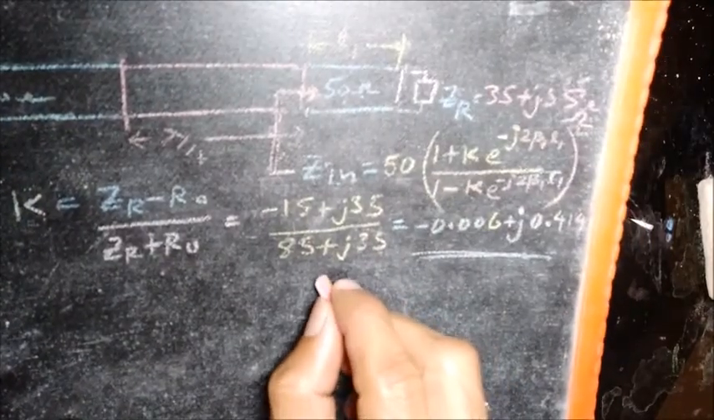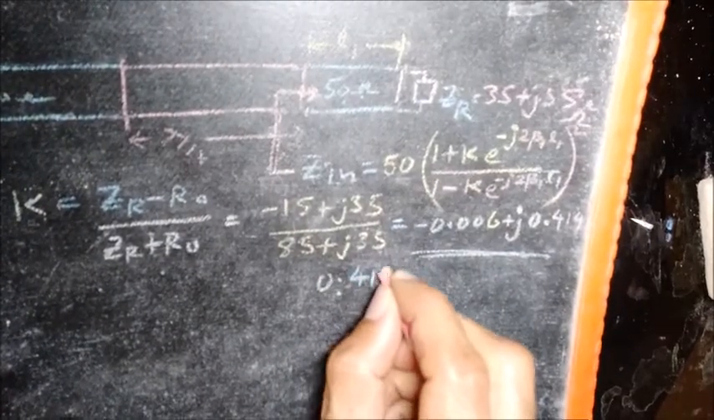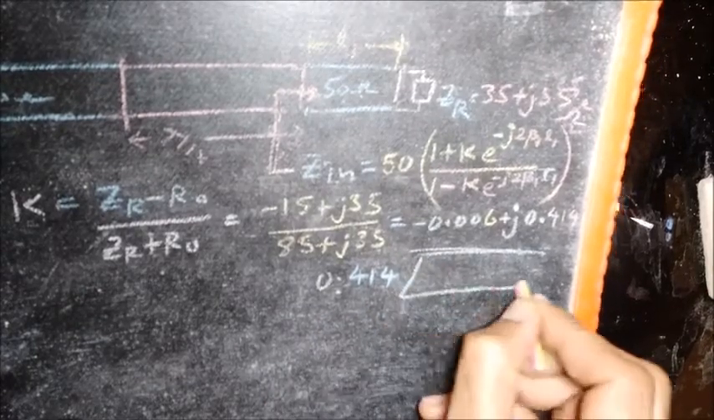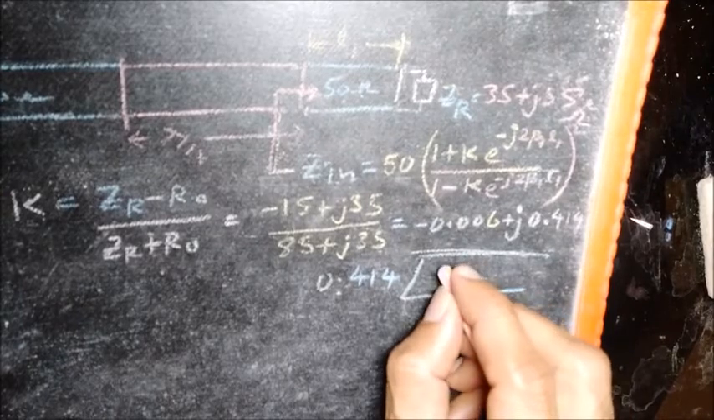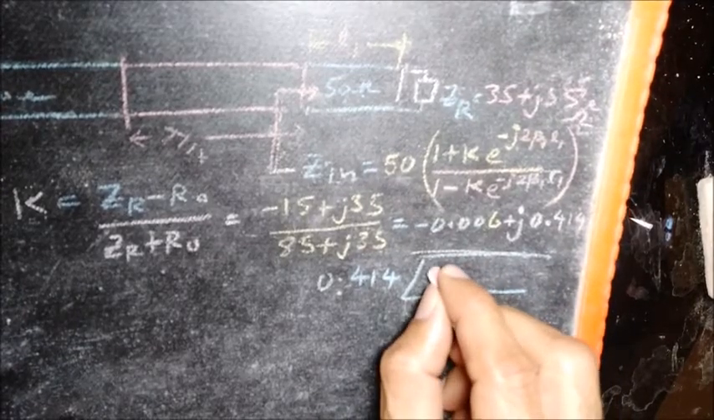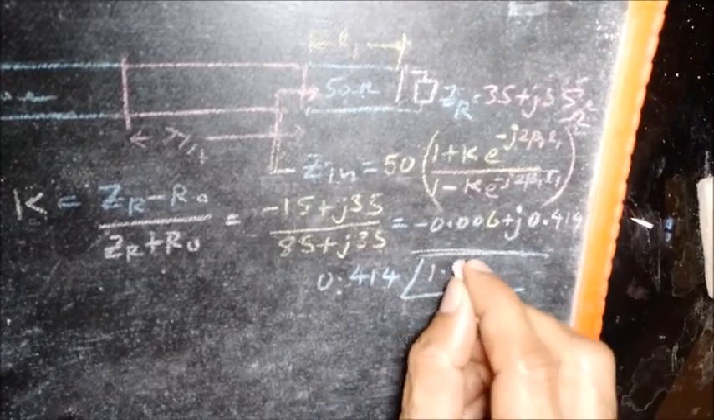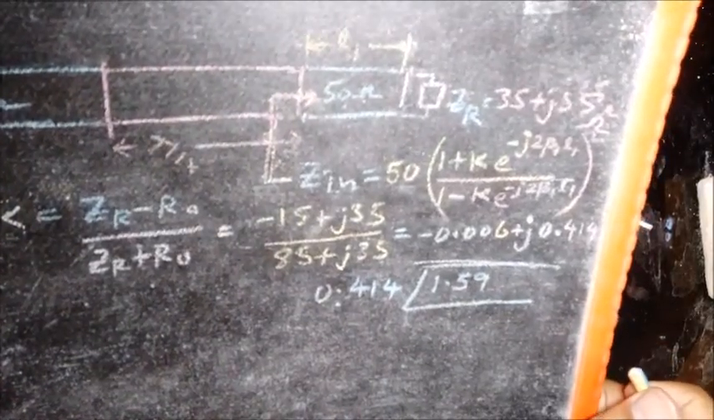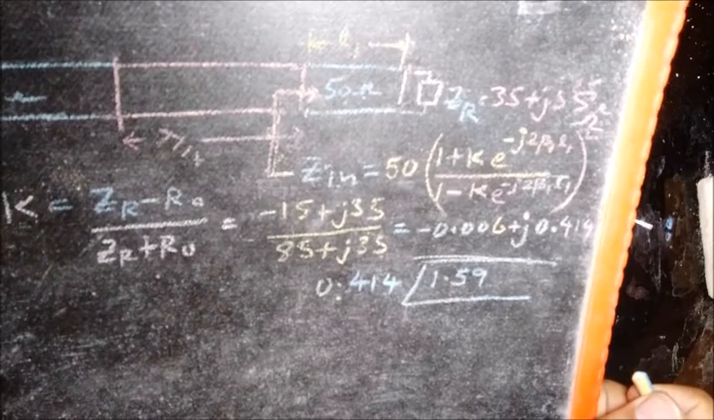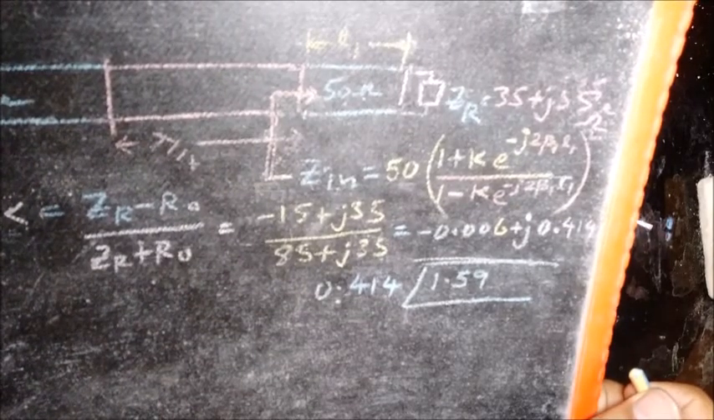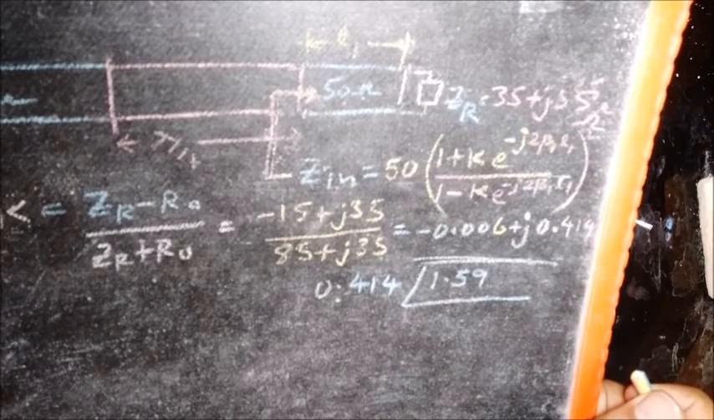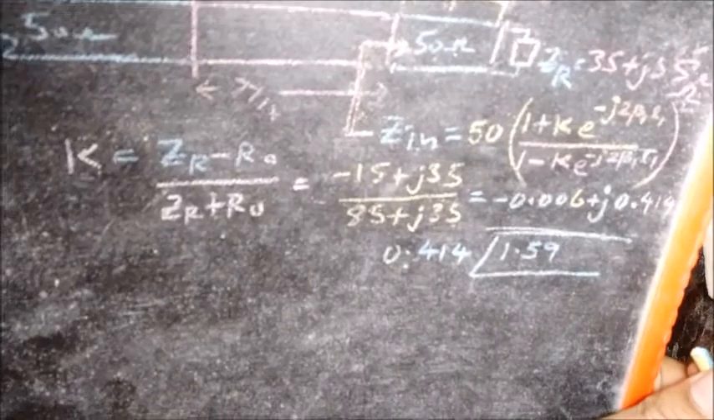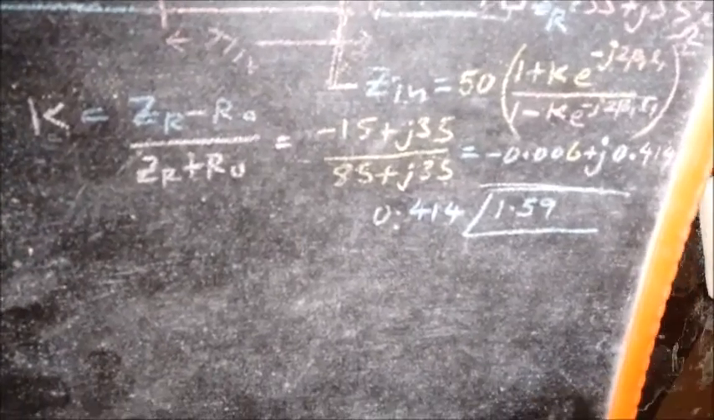In polar form, this turns out to be 0.414, and the angle is 90.83 degrees. I will write it in radians, 1.59. Remember, this is in radians. I put it here in radians, 1.59. So 0.414 e raised to j 1.59. That is in radians. So this is the reflection coefficient in the polar form.